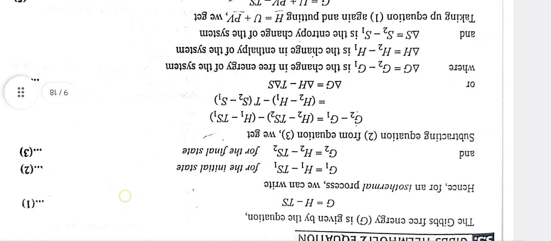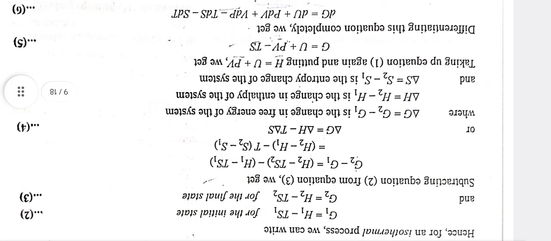Gibbs-Helmholtz equation. The Gibbs energy is given by the equation G is equal to H minus TS. Hence, for an isothermal process, we can write G1 is equal to H1 minus TS1 for the initial state, and G2 is equal to H2 minus TS2 for the final state. Subtracting equation 2 from equation 3, we get G2 minus G1 equal to H2 minus TS2 minus H1 plus TS1, equal to H2 minus H1 minus T into S2 minus S1. Del G is equal to del H minus T del S.